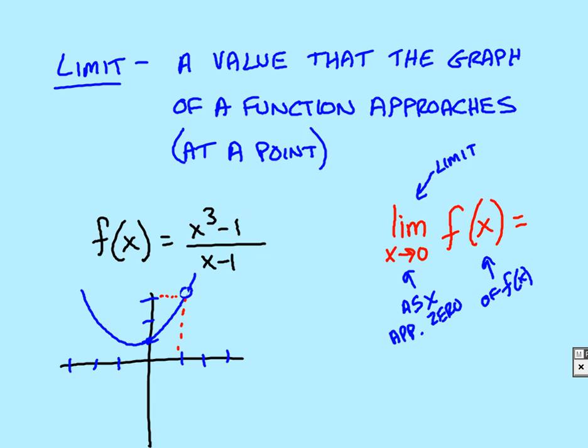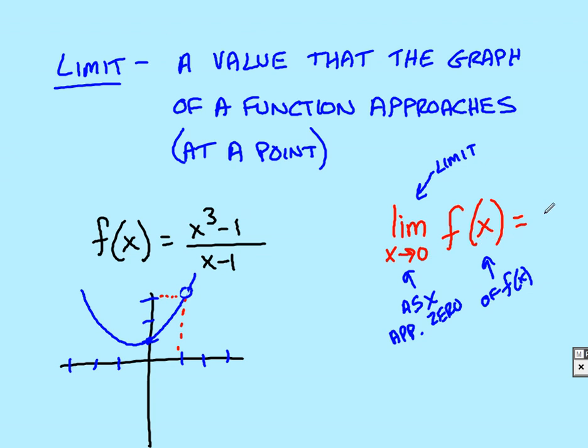All right, we're starting our calculus year with the idea of limits, and limit all it really means is just a value that the graph of a function approaches at a point. The way we write it here, this lim means the limit, x arrow 0 means as x approaches 0, and this can be any number, 0 is just one we use most often, of f of x. So we read it as the limit as x approaches 0 of f of x equals some number.